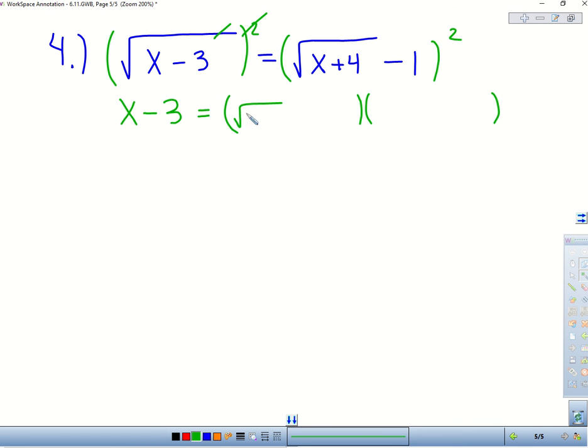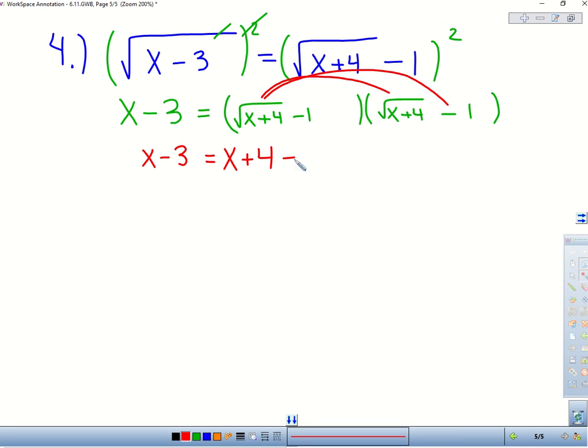I'm going to have to write this out twice to FOIL it. But it's weird to FOIL because we have an x plus 4 inside the root. So when I go to FOIL this, when I multiply the square root of x plus 4 times the square root of x plus 4, it's just going to become x plus 4, because the square root times another identical square root is equal to what's inside the root. Then the outers are going to be negative root x plus 4, negative root x plus 4. And then last, we have just plus 1, because negative 1 times negative 1. So everyone see how we got there?